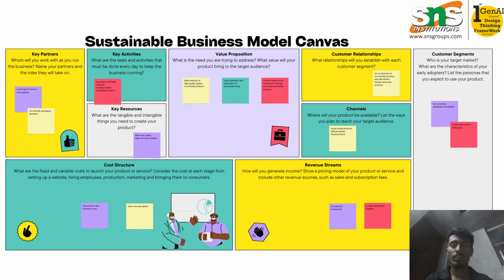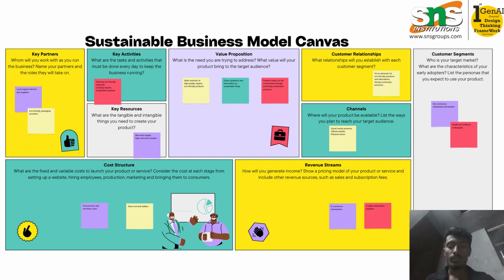Next, customer segment. Who is your target market? What are the characteristics of your early adopters? List the persons that you expect to use the product. This defines the different groups of people or organizations the business aims to reach and serve, including characteristics of early adopters.